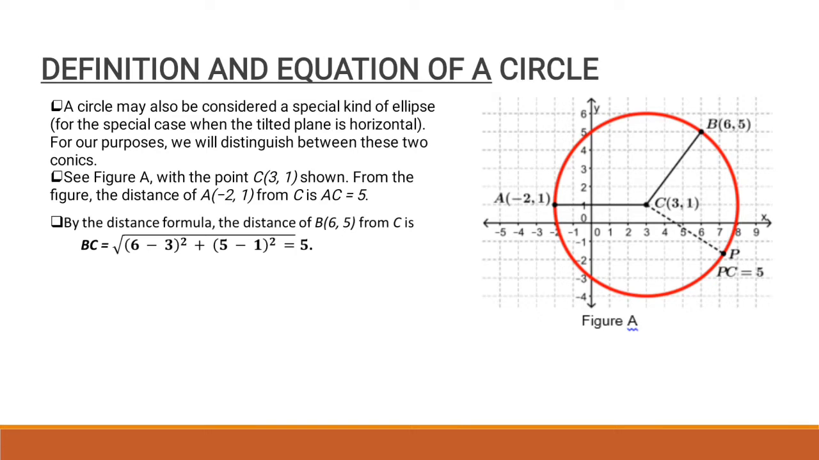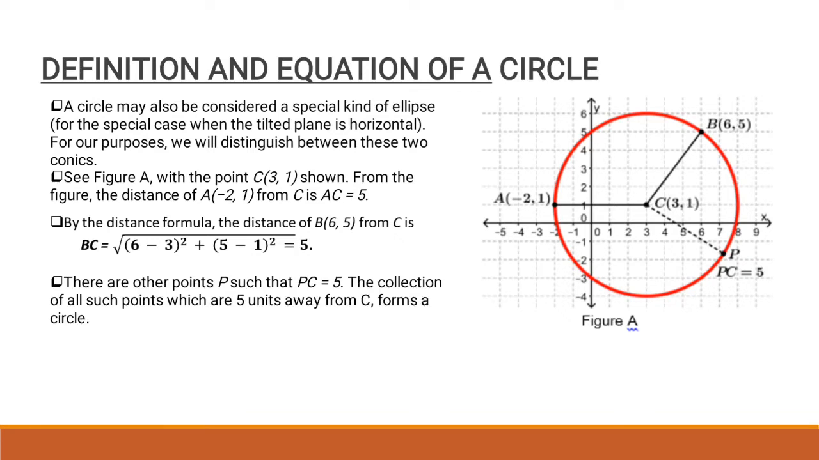So for the distance between point B and point C, x sub 2 is 6 and x sub 1 is 3, so we have (6 minus 3) quantity squared plus (y sub 2 minus y sub 1), where y sub 2 is 5 and y sub 1 is 1, so (5 minus 1) quantity squared. So the distance between point B and C is 5. You will notice that the distances of points A and B are the same. So there are other points P such that segment PC, the collection of all such points which are 5 units away from C, forms a circle.